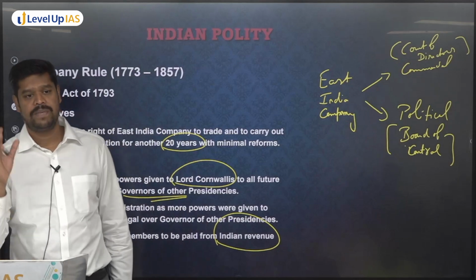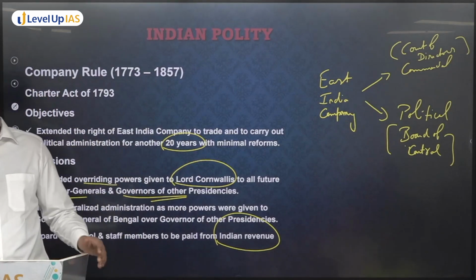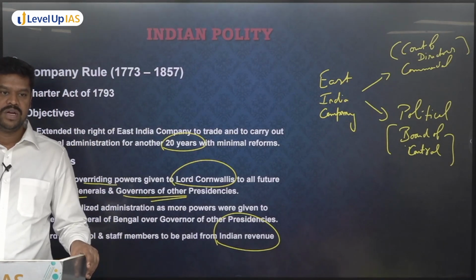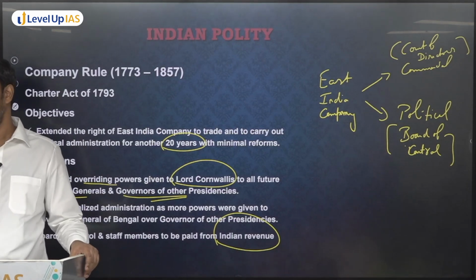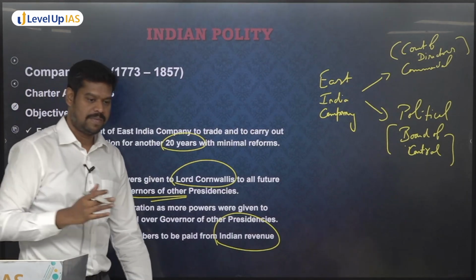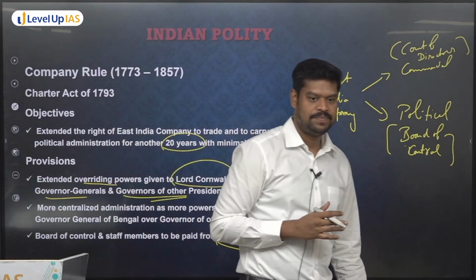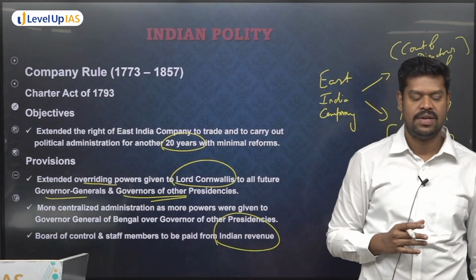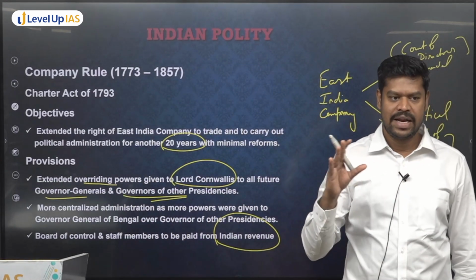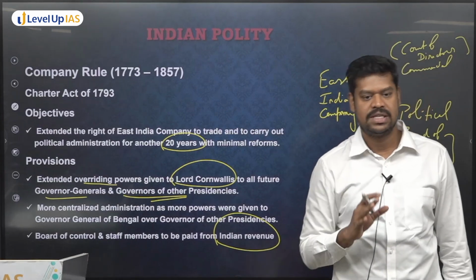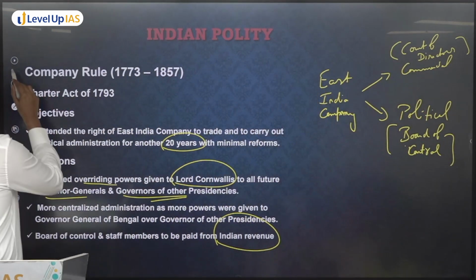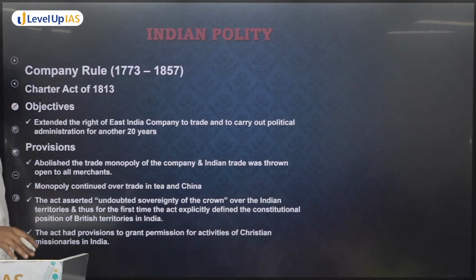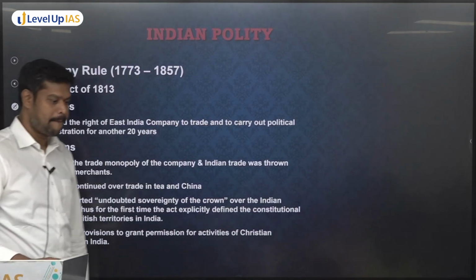And this continued over a period of time. And when did the drain of wealth come to its peak? Again, I said centralization came to its peak in 1833. And when do you think the drain of wealth came to its peak? During the company rule, again it came to its peak in 1833, for a reason I'll discuss. Why in 1833? I'll discuss it. Okay, come to the next Charter Act, that is the Charter Act of 1813.